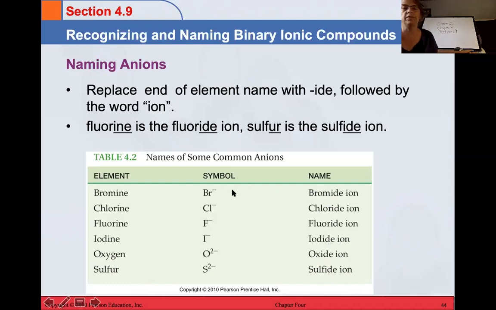So for these individual atoms that become anions, they always end in IDE: bromides, chlorides, fluorides. This would be the same for any element in the table that's just an anion, a single atom that becomes an anion. It always ends in IDE.